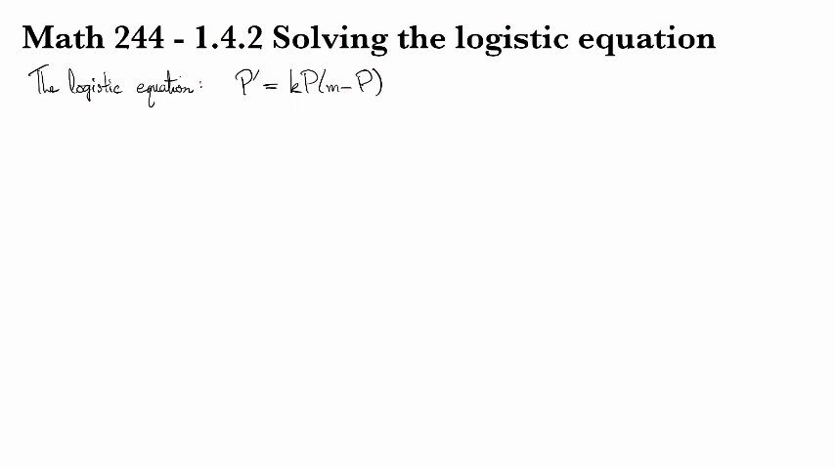Okay, so let's try solving the logistic equation. The logistic equation, as we talked about before, was P prime equals kP(M minus P), with the interpretation being that the rate of change of the population is proportional to the current population and also proportional to this M minus P term, which represents the amount of remaining space. That constant M is the carrying capacity, which you can think of as the max population, and that's why I used the letter M to denote it.